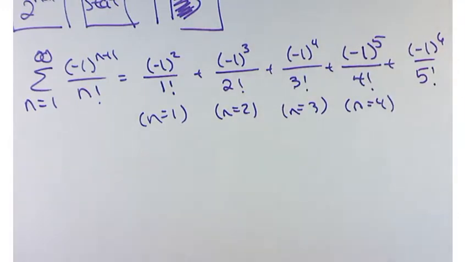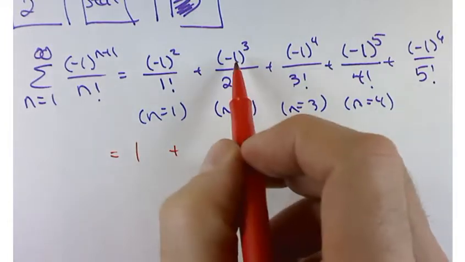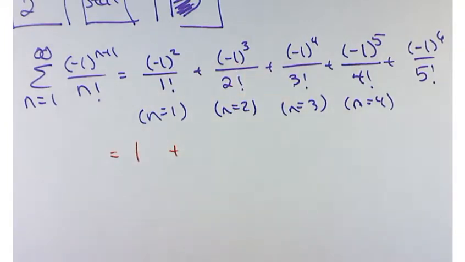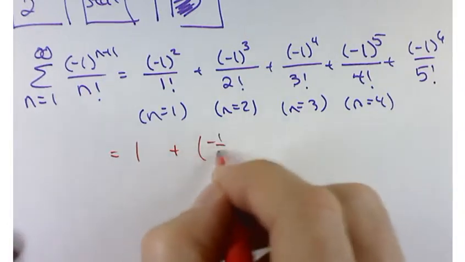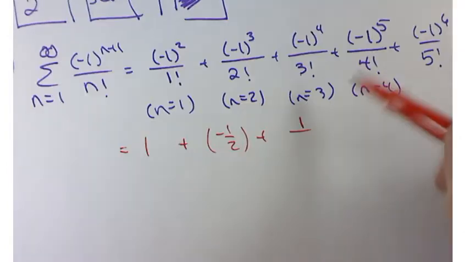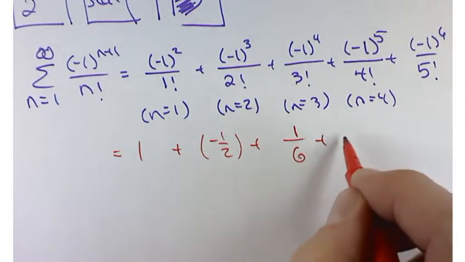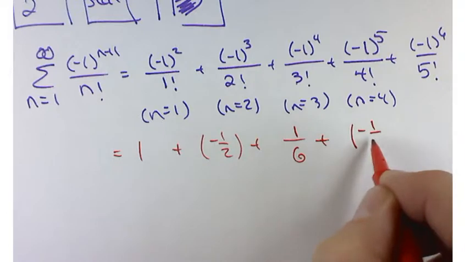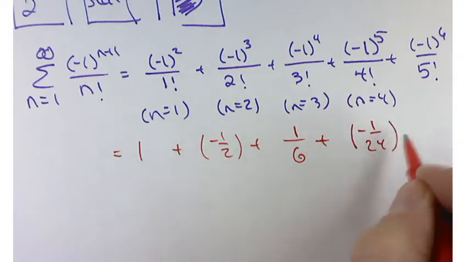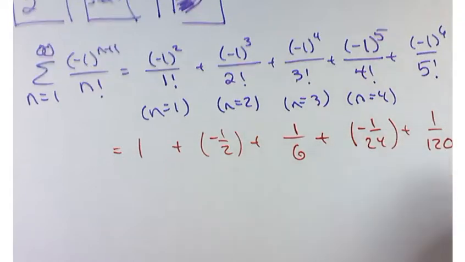How do these things simplify? Well, the first one is just going to be 1. The second one, is your term in the second one going to be negative or positive? Negative. So it's going to be negative 1/2. Third is going to be positive 1 over... what's 3 factorial? 6. Good. Plus negative 1 over 4 factorial, which is 24. Plus 1 over 5 factorial, which is 120.